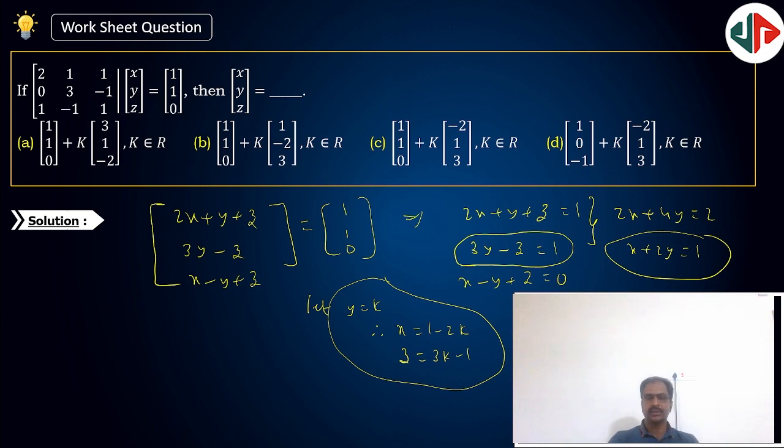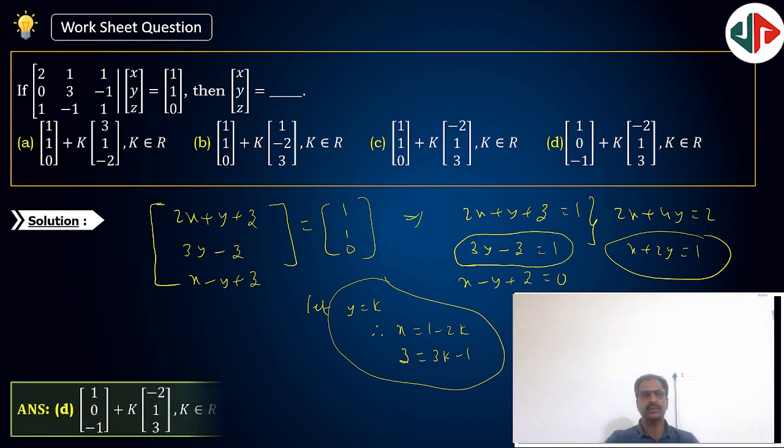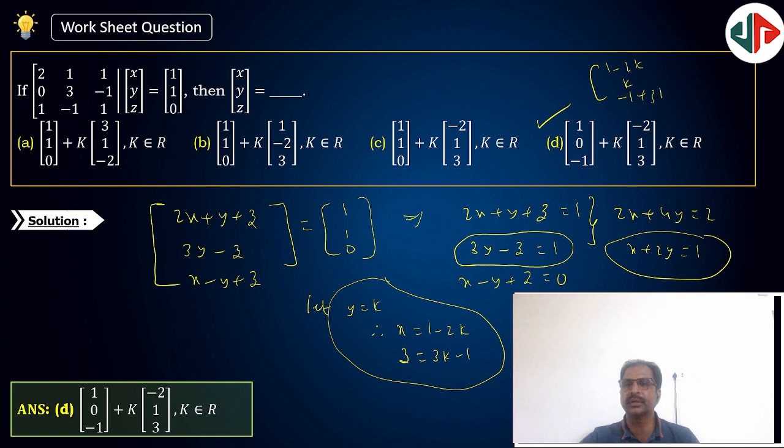Look at the options and see where you get x as 1 minus 2k. Option D. 1 plus k into minus 2, 1 minus 2k. Next 0 plus k into 1, y is k. Minus 1 plus 3k. So option D is the correct answer. If we simplify this option D, then you get 1 minus 2k, 0 plus k, minus 1 plus 3k. These are the values which we got for x, y, z.